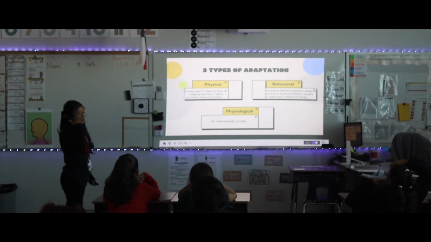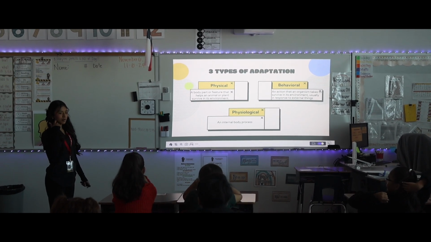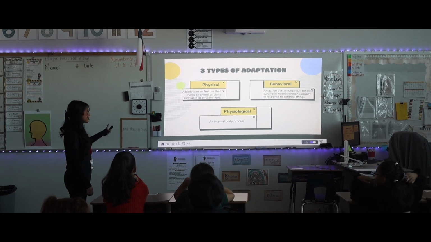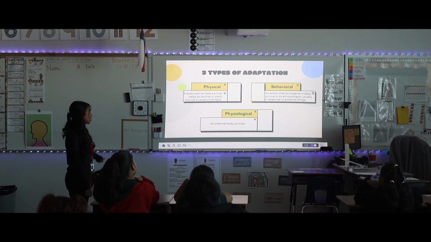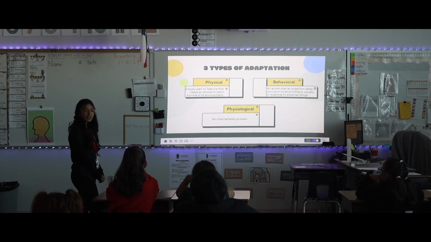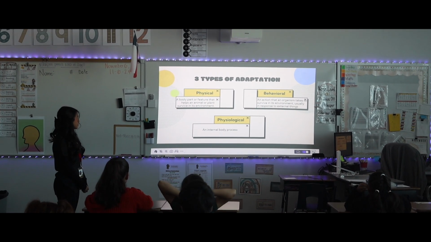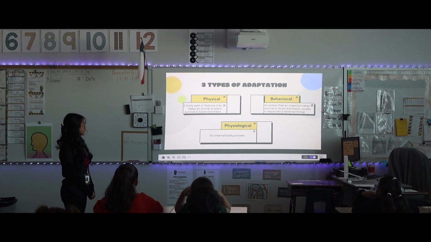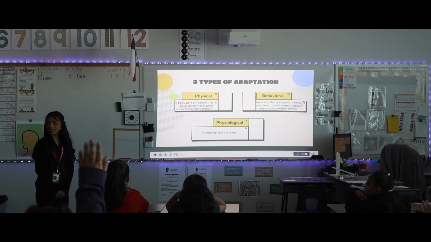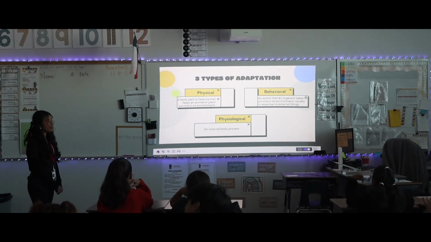What are the 3 different types of adaptations that were mentioned in the video? Yes. So we have physical, behavioral, and physiological. So Mia, can you go ahead and read me physical? A body part or feature that helps an animal or plant survive in its environment. Good job. Can I have Carlos read me behavioral?